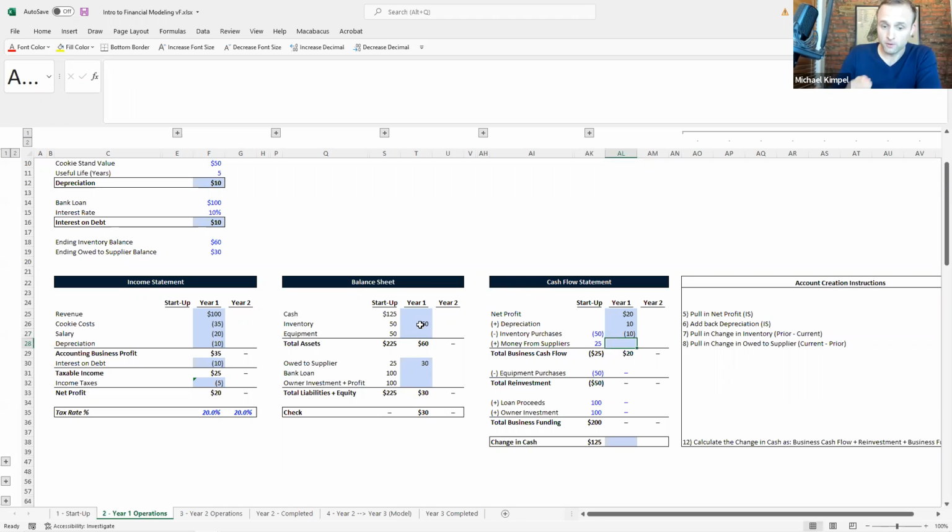Conversely, I actually borrowed an incremental 5 from my supplier. So for the owed to supplier component of this, I'm going to take the $30 that I have for the supplier, and I'm going to subtract the prior period balance to reflect the fact that I actually borrowed $5 incrementally. So on a net basis for those two items, just looking down at the bottom here, I have a negative $5 outflow in addition to the other two items up above.